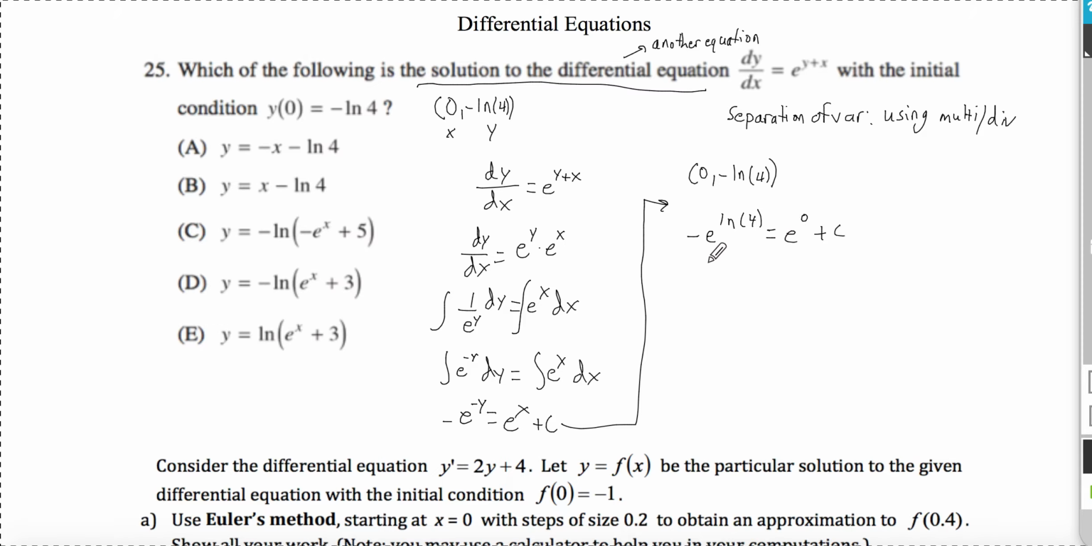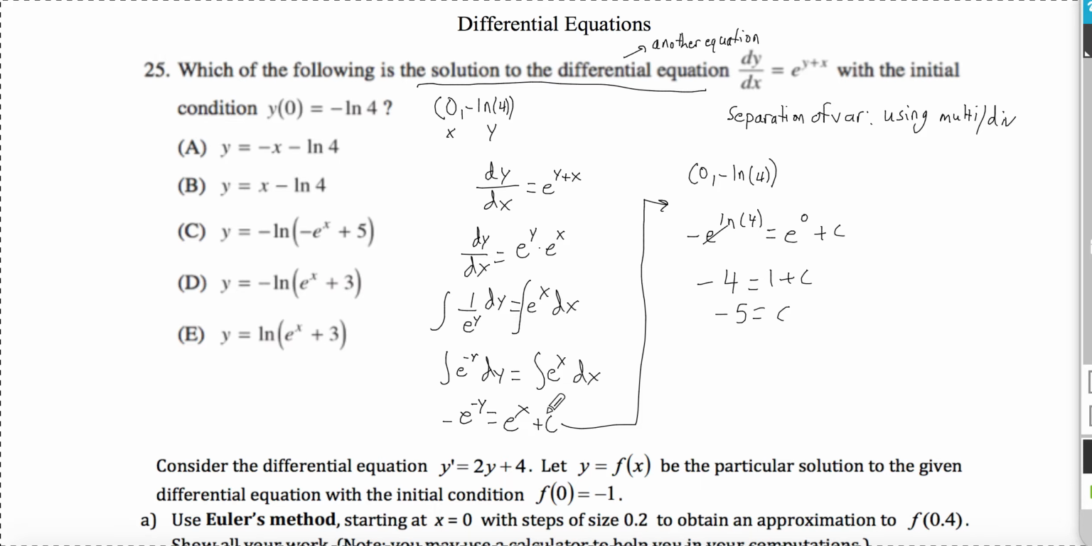Well, e to the 0 is just 1. e to the natural log, those are inverse operations. Those will essentially get rid of each other, and we'll be left with negative 4 equals e to 0, which is 1, plus c. So negative 5 equals c. I now know what c is.